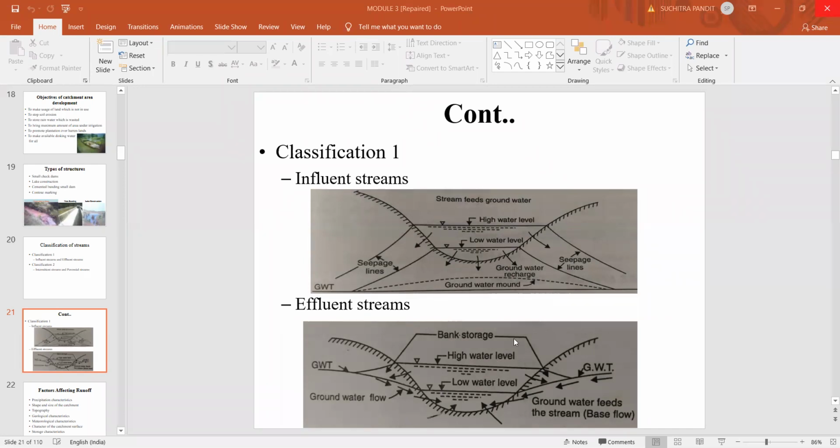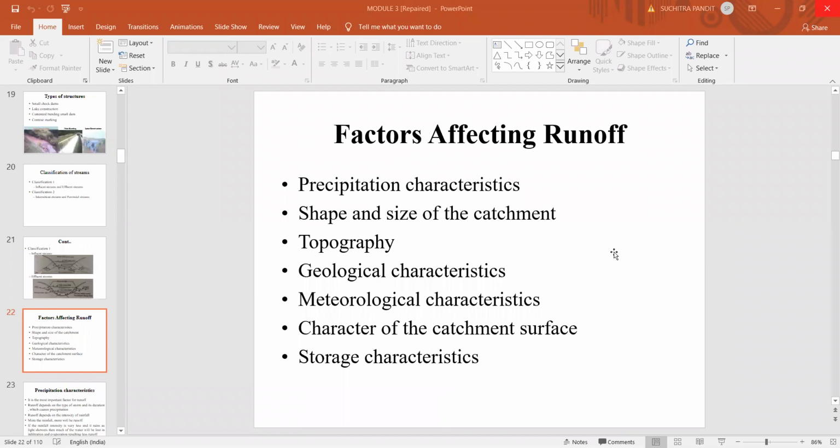This is the other way, where the groundwater mound is greater than the low water level in the stream. So obviously, there will be a contribution of groundwater to the stream flow. These two figures clearly explain what an influent stream and an effluent stream are.